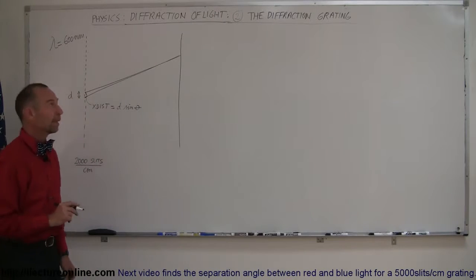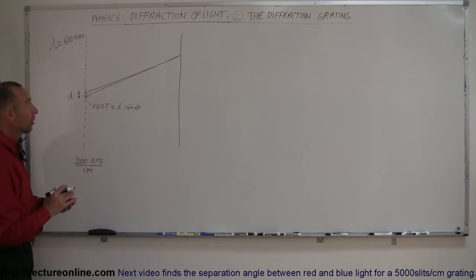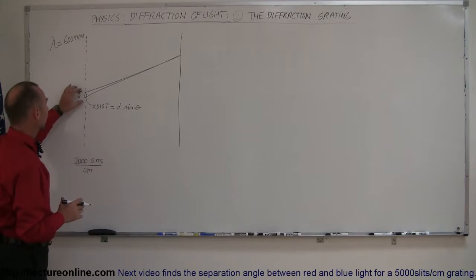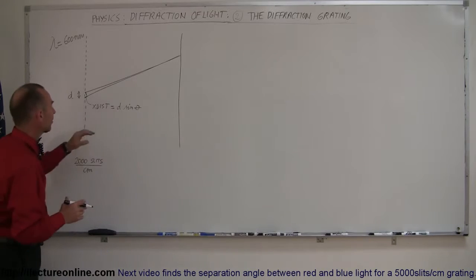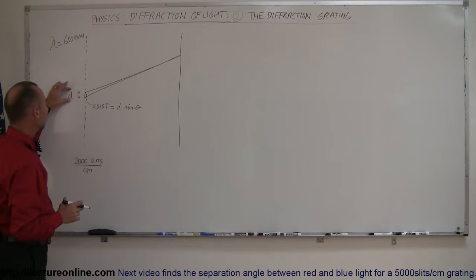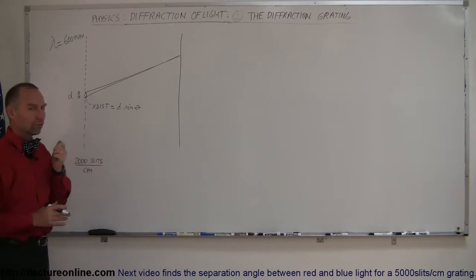Welcome to our lecture online, and here's another interesting phenomenon caused by diffraction of light. Let's say that we have a slit pattern of a great number of slits, thousands and thousands of slits, very, very closely spaced together, so that the distance between them, which is d, is a very small number.